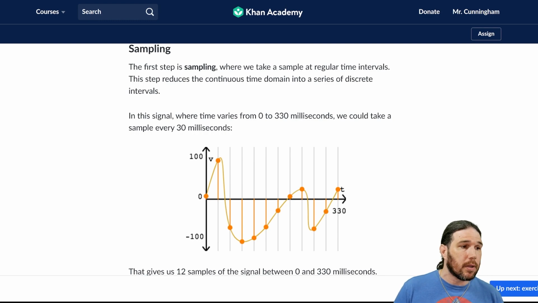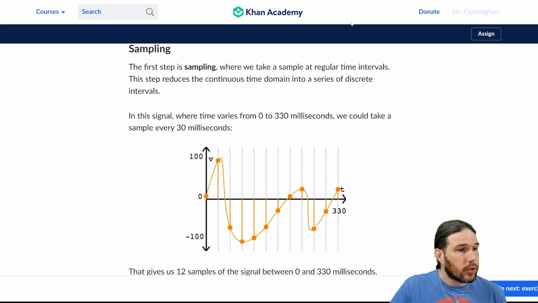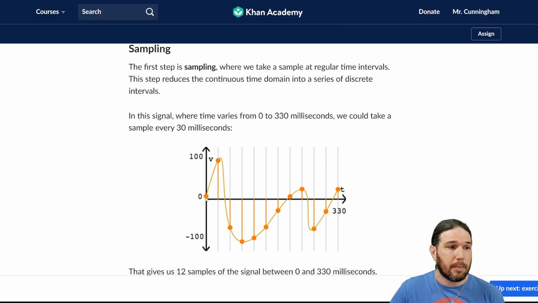So for example, in this particular curve, we have time going from 0 to 330 milliseconds, that's the unit. And we could take a sample every 30 milliseconds. So as you can see, we start with one at time 0, then there will be one at time 30, 60, 90, all the way up to 330 milliseconds. That gives us 12 samples, including the ones at both ends, of the signal between 0 and 330 milliseconds.